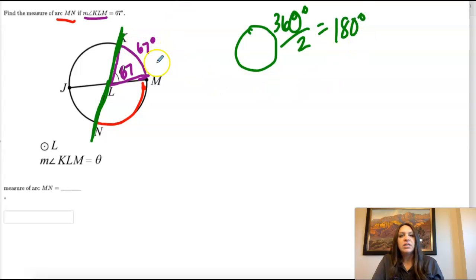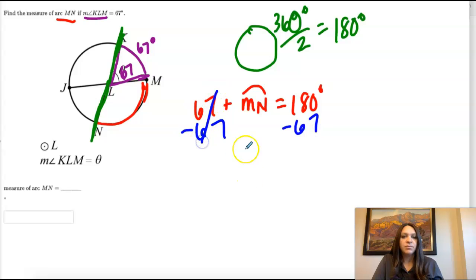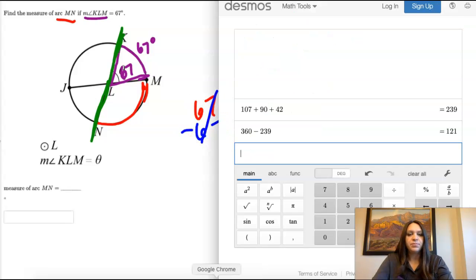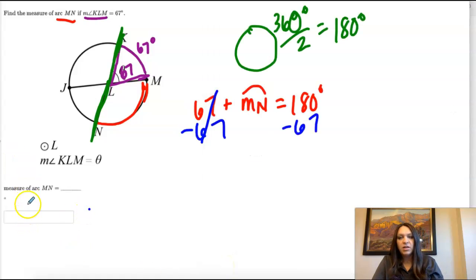So I know that 67 plus arc MN, which we sometimes see like this, would equal 180 degrees. So in order to find that arc length, I'm going to subtract 67. So 180 minus 67 is 113. That would be the arc length, 113 degrees. It would also be this angle, because these two angles are supplementary, and they have to add to 180, which we learned in quarter 2.